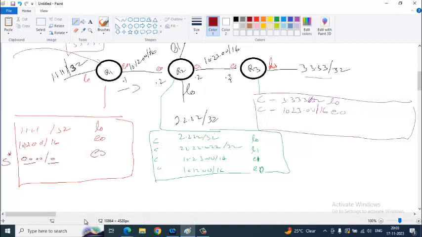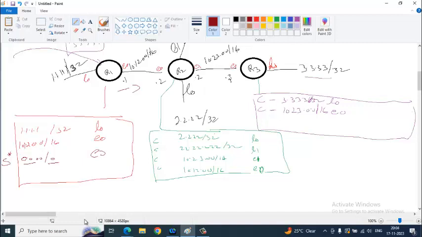Say for example, on R2 I can write a default route for one direction and a static route for another direction. That is okay. But a default route alone will be used only if you have a stub router, if you have only one gateway. Stub means only one gateway. Stub router means only one exit for all remote destinations.